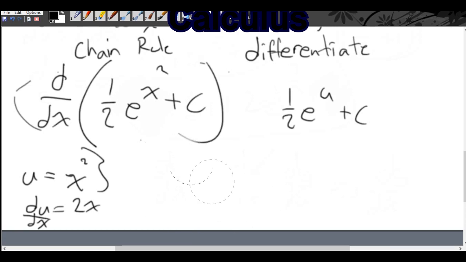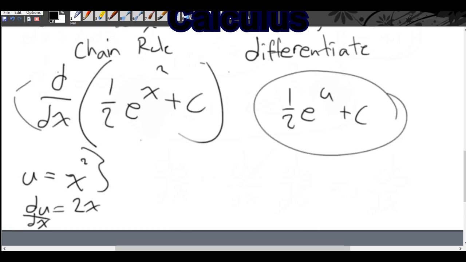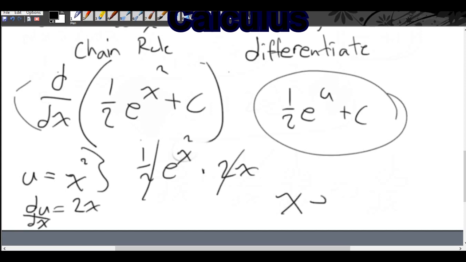So since we have found our du over dx, let's differentiate this. By the way, it gives us e to the u, that's 1/2, times 2x. And note that we also have to substitute our u here, which gives us x squared, and this 2 will cancel out, which gives us x times e to the power of x squared.